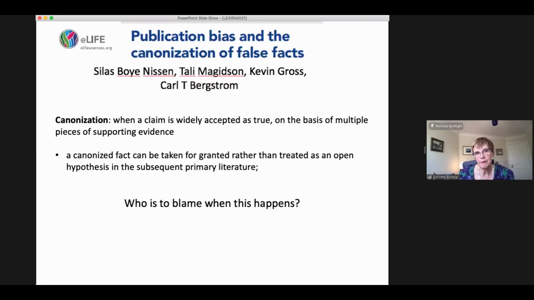This was talked about by Nissen and colleagues, who did a very nice bit of modeling about how false facts get canonized, and showed that you can get accumulation of evidence that looks very strong, but is not strong because of things like p-hacking and publication bias. So you get these influences that are really meaning that instead of having a solid body of evidence that you think you've got, you have these biased sources.